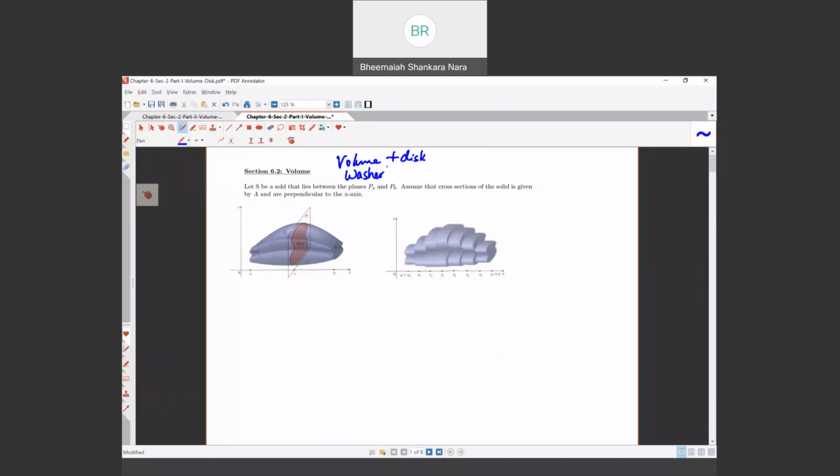So here let S be the solid. This is solid, there's a typo, that lies between the planes P sub A and P sub B. So here is the plane P sub A and here is the plane P sub B. So we have a solid between these planes, which is represented by S. Assume that the cross sections of the solid are given by A and are perpendicular to this x-axis, which is this one.